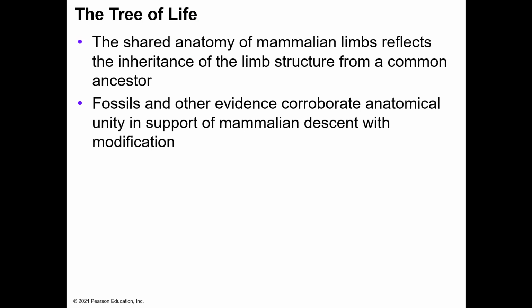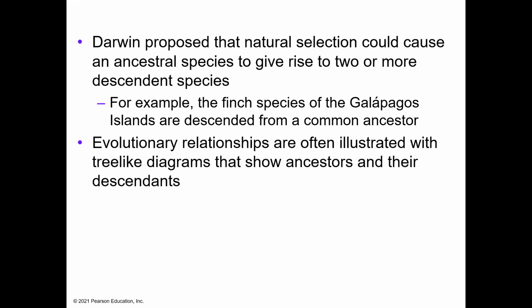And so we see this throughout all kinds of species and their similar ancestry. For example, the shared anatomy of mammalian limbs reflects the inheritance of the limb structure from a common ancestor. So you can have a common ancestor, and the evolution from that common ancestor means that, to the environment or to the situation that these species are living in, they have different structures and functions. Fossils and other evidence corroborate anatomical unity to support the mammalian descent with modification. And later on in the semester, when we cover evolution, we'll go over homologies and similar characteristics that are passed from ancestor to descendants.